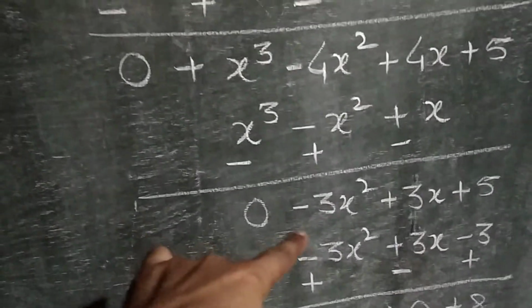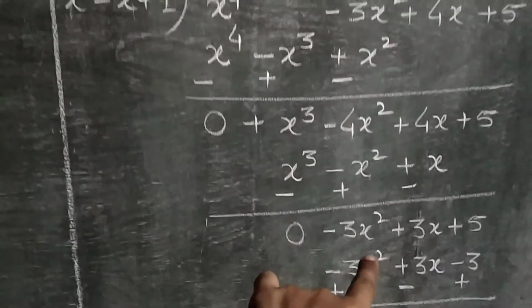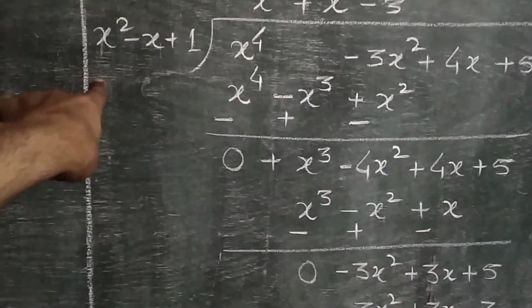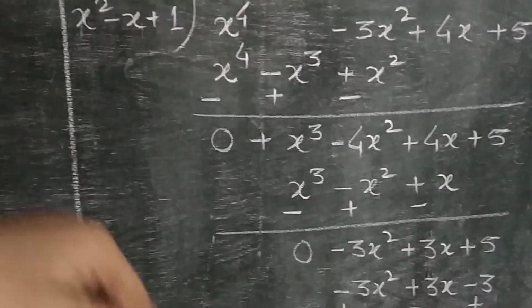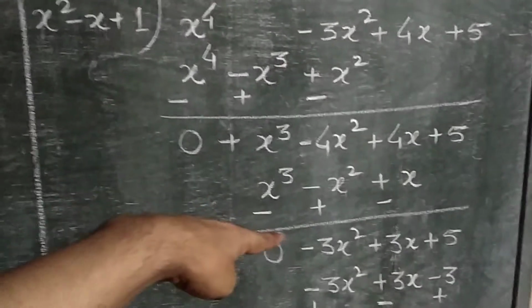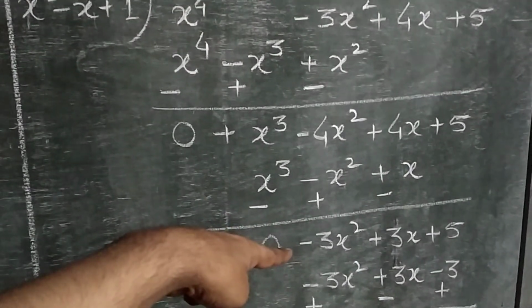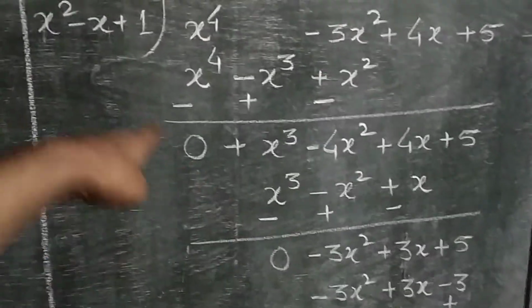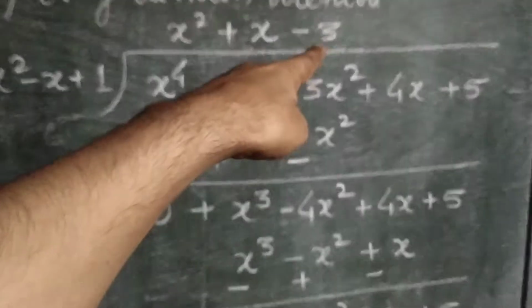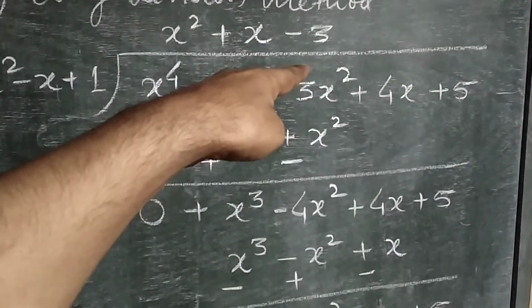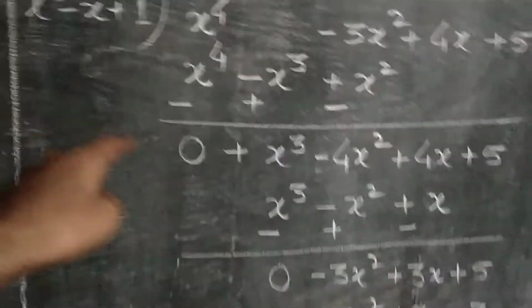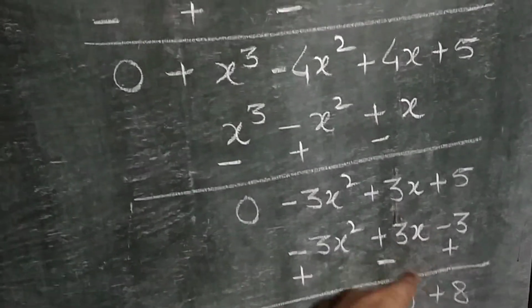And in this step also you can observe the degree of the remainder, it is same as the degree of divisor. So again we will continue the process of division. Okay, so 3x square, it is the highest degree term of the remainder, and we will divide it by the highest degree term x square. We will get the new term of the quotient, it is of minus 3. So multiply it by all the terms of the divisor. We are getting minus 3x square plus 3x minus 3.